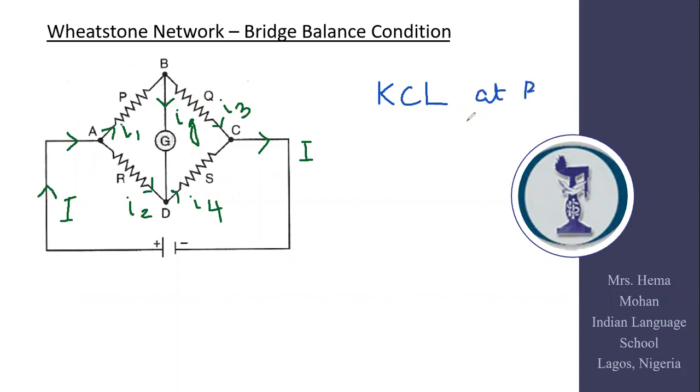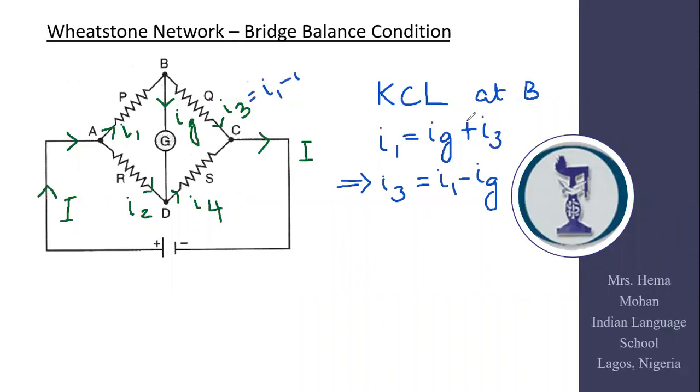When I apply KCL at B, we know that the sum of the currents flowing into the junction is equal to the sum of the currents flowing out of the junction. So I have I1 is equal to IG plus I3. I1 is flowing into the junction while IG and I3 are flowing out of the junction. So this implies I3 is equal to I1 minus IG. So I'm going to write over here I3 as I1 minus IG.